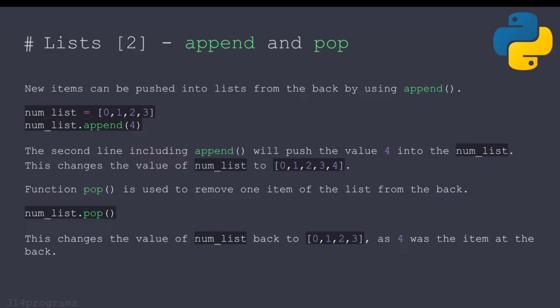Function pop is used to remove one item of the list from the back. This code changes the value of num list back to 0, 1, 2, 3, as 4 was the item at the back and it was removed.